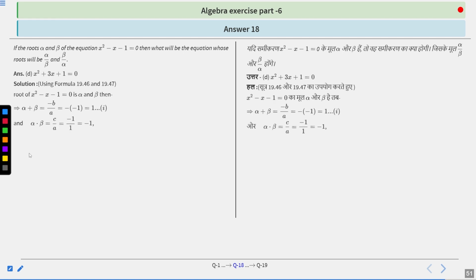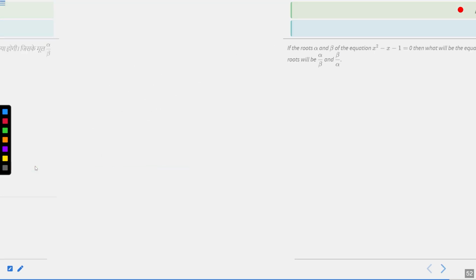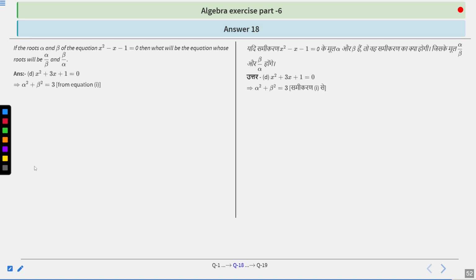And alpha into beta is equal to c upon a. The value of c is minus 1 upon 1, that is going to be equal to minus 1. So the square of equation 1 is going to be alpha plus beta whole square, which is alpha square plus beta square plus 2 alpha beta, and the square of 1 is 1. Therefore, alpha square plus beta square minus 2 equal to 1, because alpha into beta was minus 1. So putting the value of alpha into beta, we get minus 2 here. Therefore, alpha square plus beta square equal to 3.